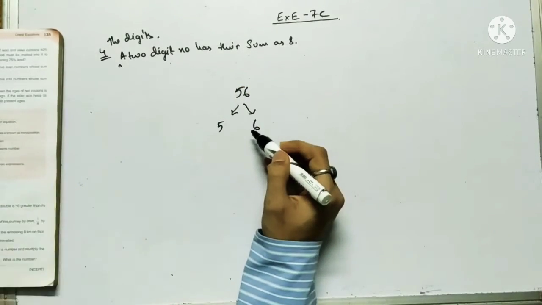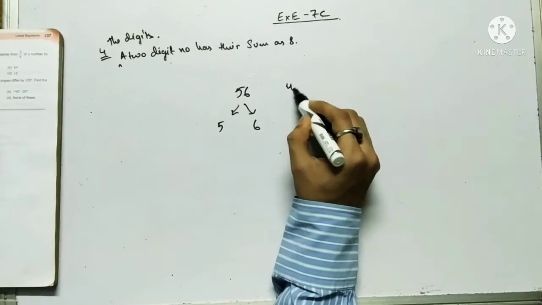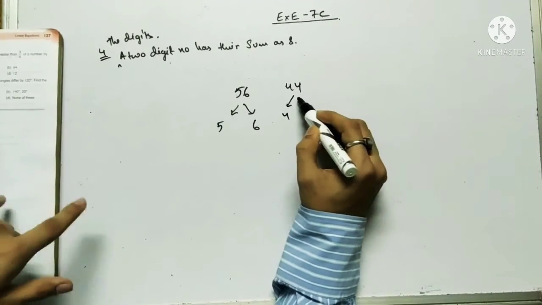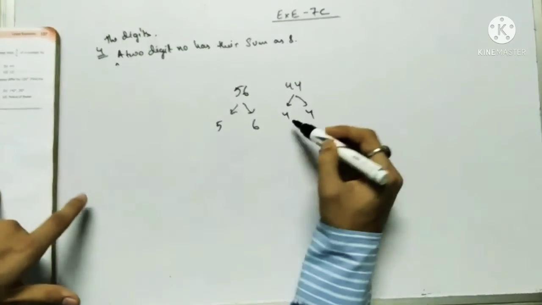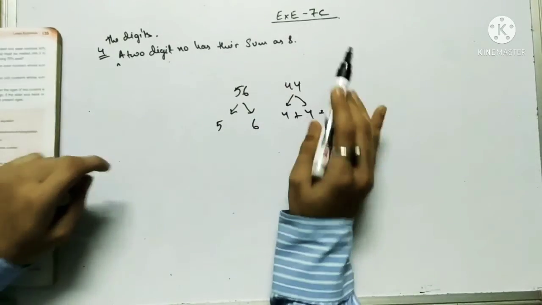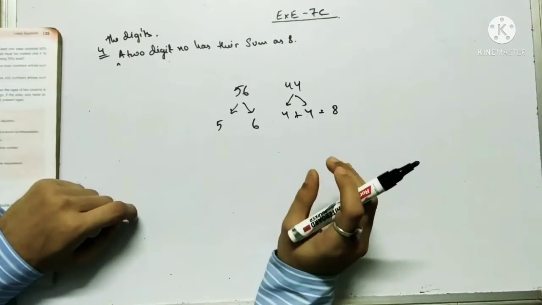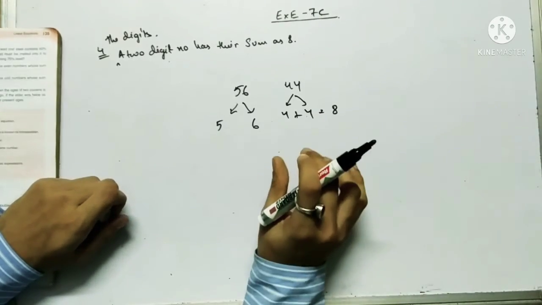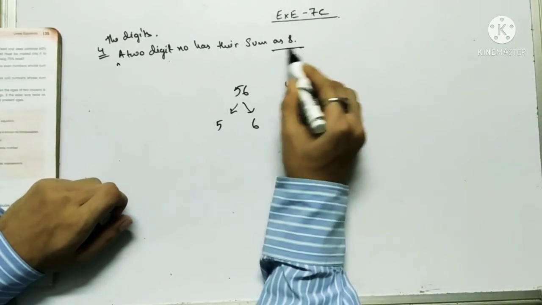That means, for example, if I take this as 44, 44 is a two-digit number. It has got two digits. One is 4, another one is 4. So 4 plus 4, I will get 8. Understand? The sum of their digits is given. The sum of the two digits of a two-digit number is 8, given.